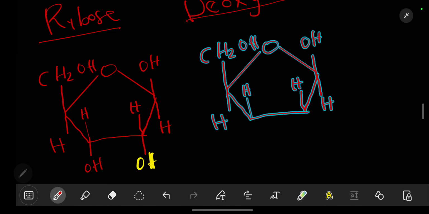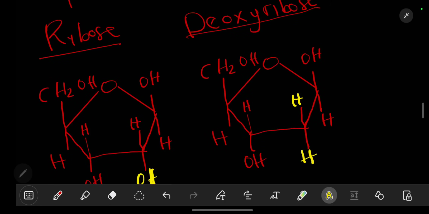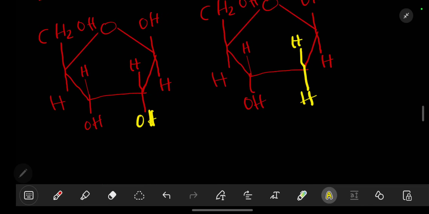Now the only difference between these is that, so here we shall always have the same thing, which is our OH. Now here you can have your H. So you can just think of it as deoxy, just think of it as "de" means without. So you should have the same thing for this side. So this is the only key difference between the two. So this is the deoxyribose, this is the ribose, like that.